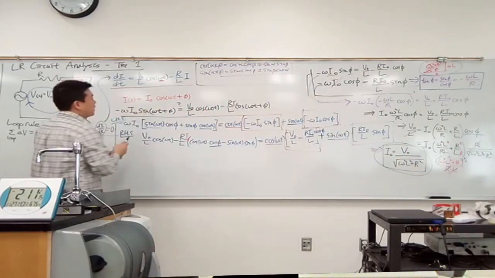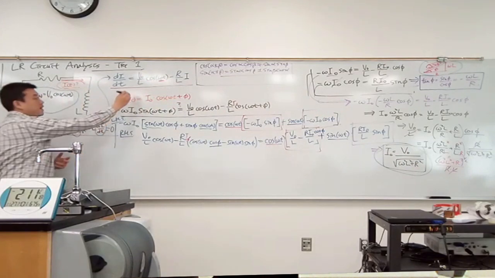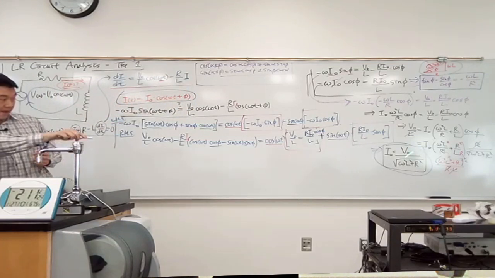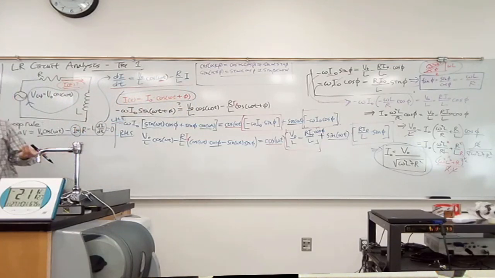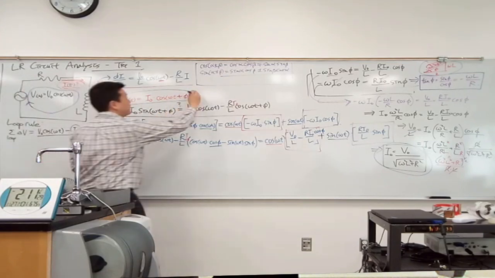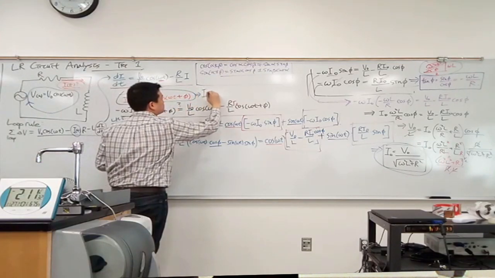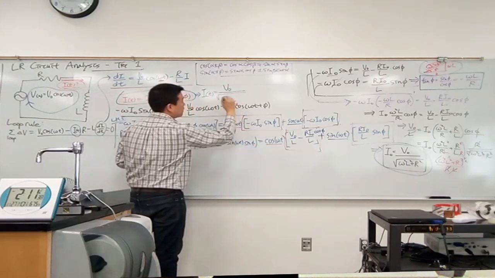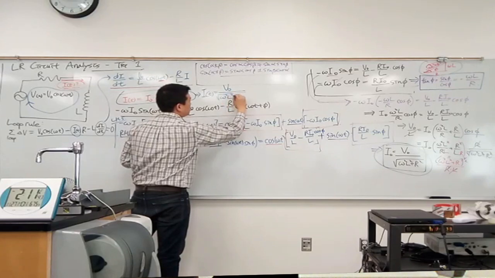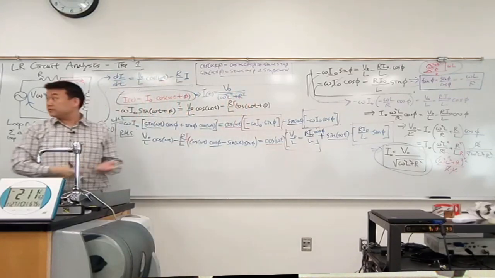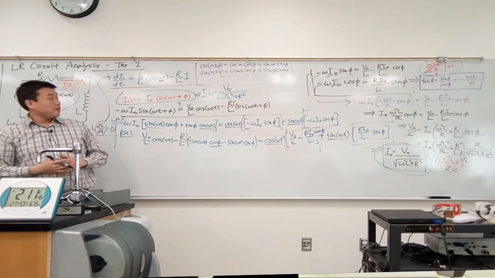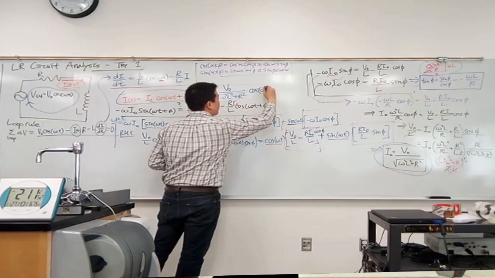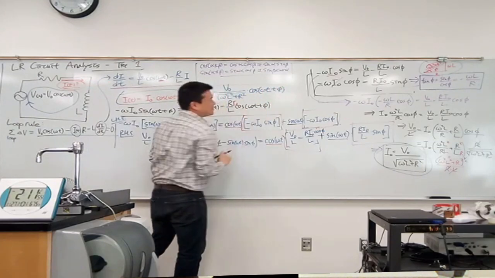Coming back to this answer here, for this guess to be correct, this I naught is given by that value that we found by solving the expression here. So it is equal to V naught over the square root of omega squared L squared plus R squared. That's the reduced amplitude you saw. And we still have this cosine of omega t plus phi. I'll just leave it here.